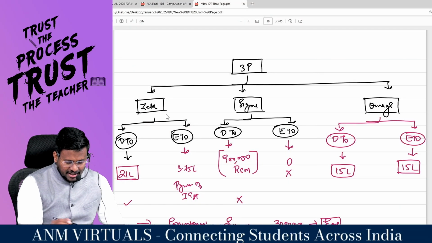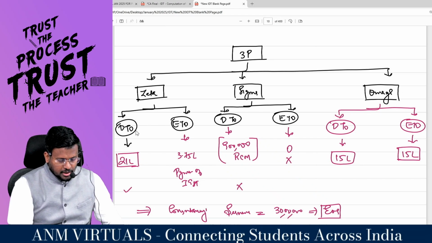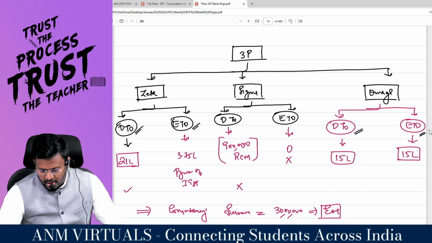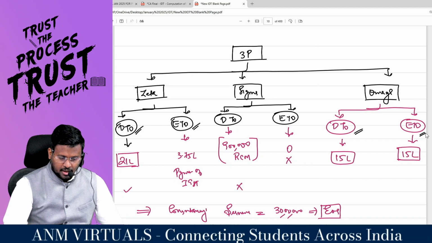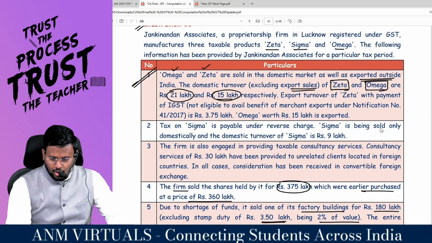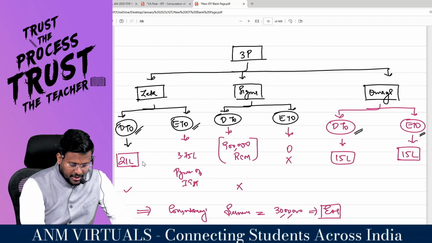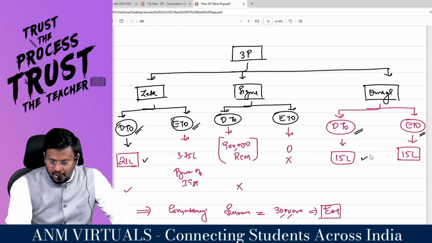So, Zeta is classified into two categories. Domestic turnover is there and export turnover is there. Even for Omega, domestic turnover is there and export turnover is there. What is the domestic turnover of Zeta and Omega? 21 lakhs and 15 lakhs. So 21 lakhs for Zeta and 15 lakhs for Omega.